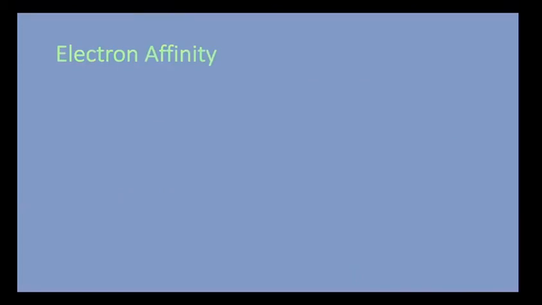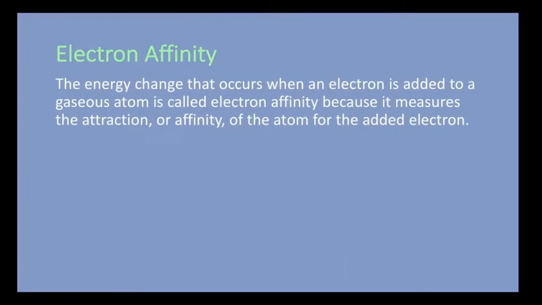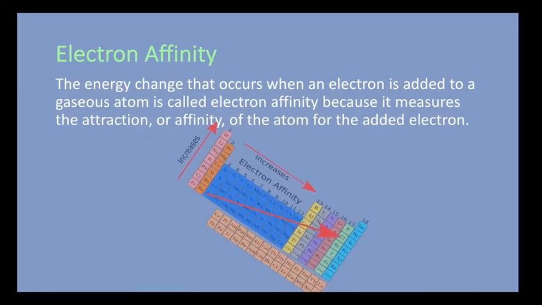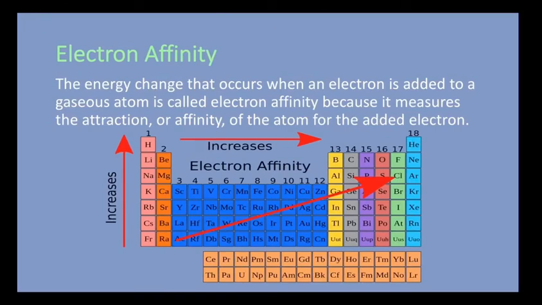Next trend I'm going to be talking about is electron affinity. Electron affinity is the energy change that occurs when an electron is added to a gaseous atom, and that is called electron affinity because it measures the attraction or affinity of the atom for the added electron. As shown in the figure below, electron affinity increases going from left to right across the periodic table, and it increases going from down to up of columns.